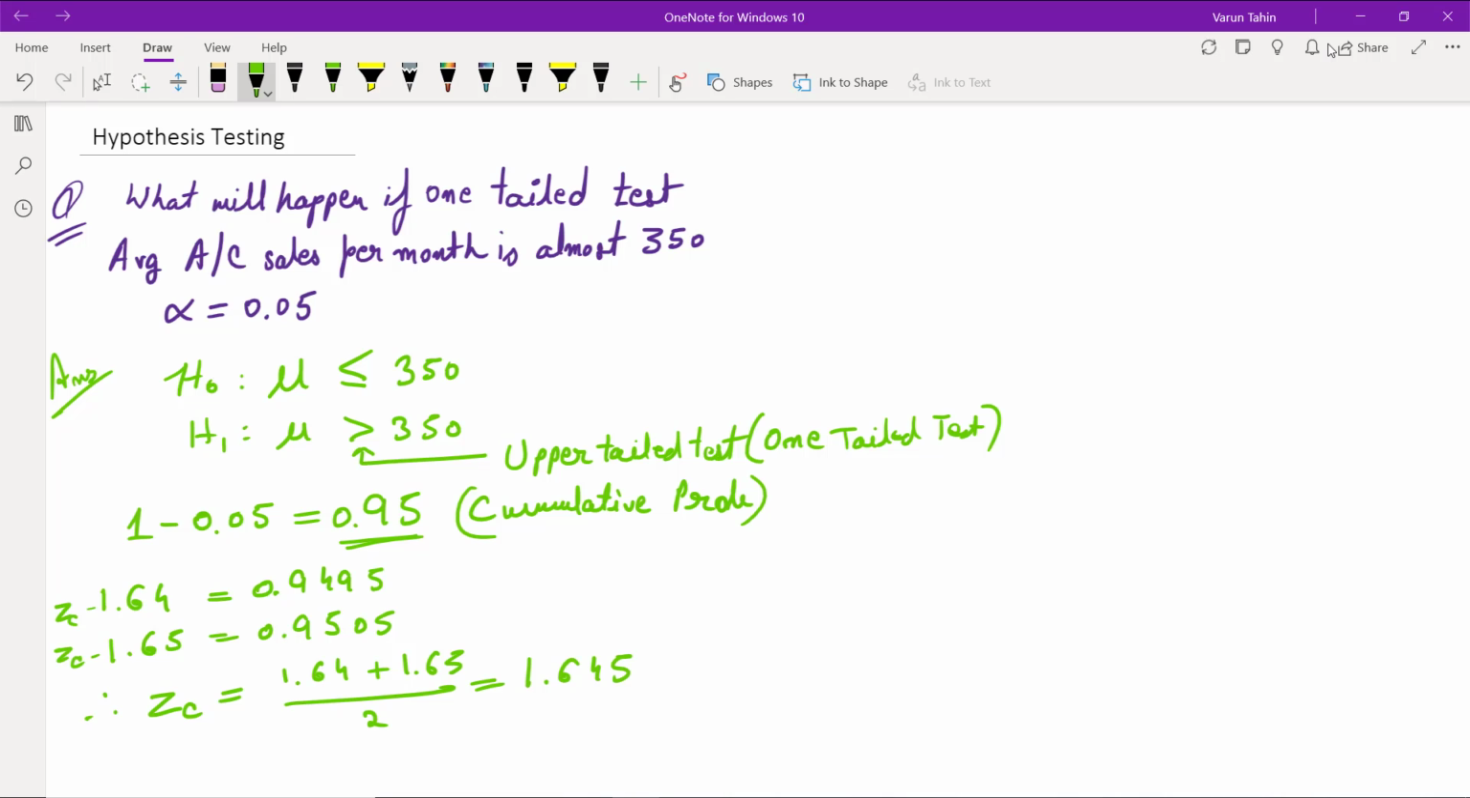1.645. Now here in this question, mu is 350 and let's say that sigma is 90, the sample size we are taking here is 36, and the sample mean is 370.16. Okay, now let's calculate the UCV and LCV for this.